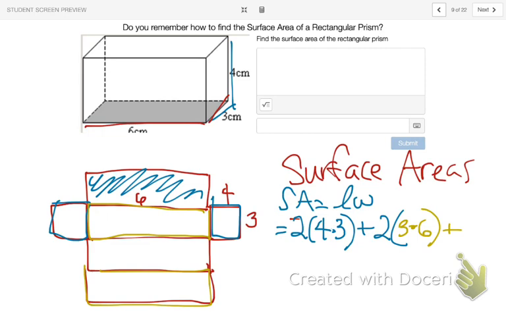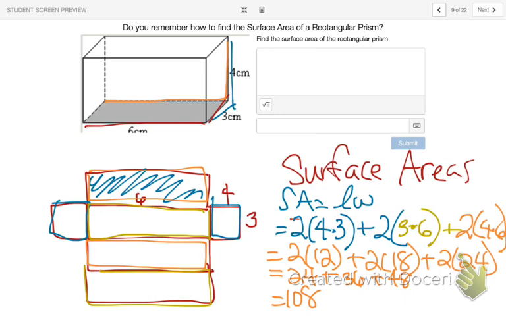And then we have one more shape, which is our 4 and 6. So that would be the other 2. So 2 times 4 times 6. It's kind of helpful when you draw it out to be able to distinguish which ones are which. Then if you were to solve it, let me do some quick calculations here. So the surface area of the shape is 108 centimeters squared because we're talking about area. So this is a long process. There's actually a shorter way to do this, which we'll talk about in a little bit.